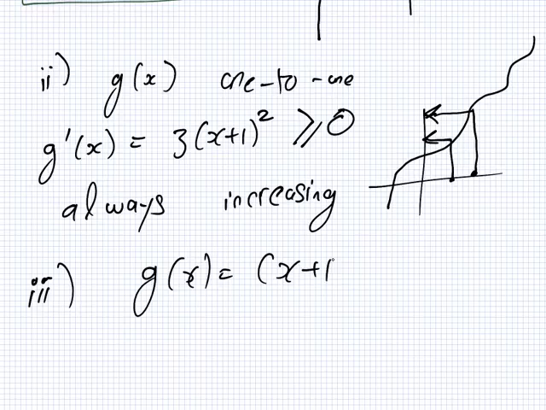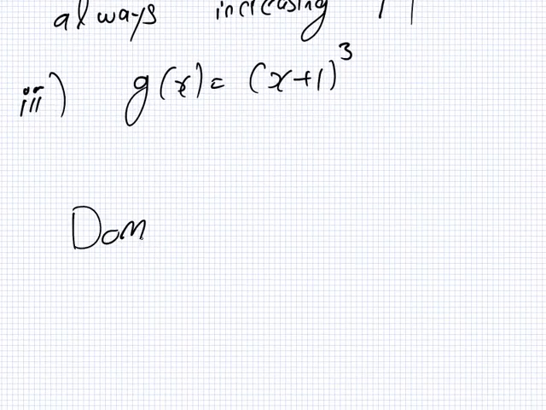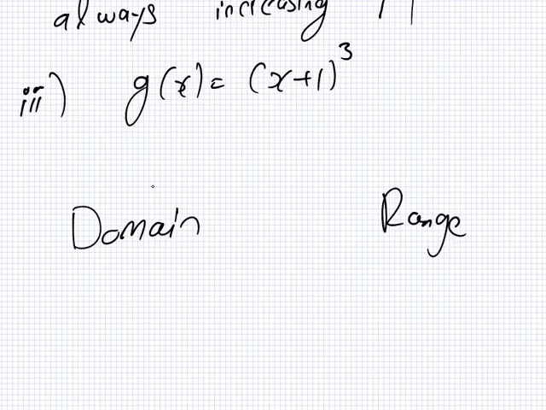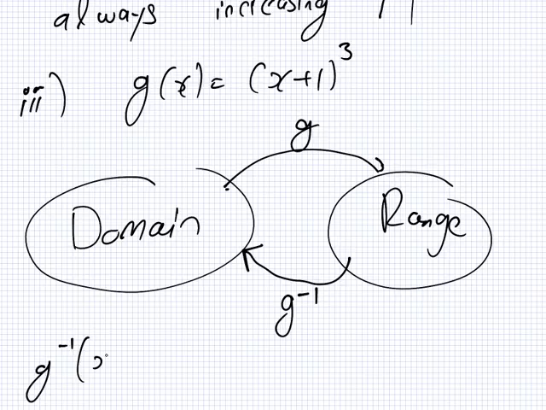Domain, range. So I use g to go from domain to range. How do I go from range to domain? g inverse. So they want to know g inverse of x equals 7.